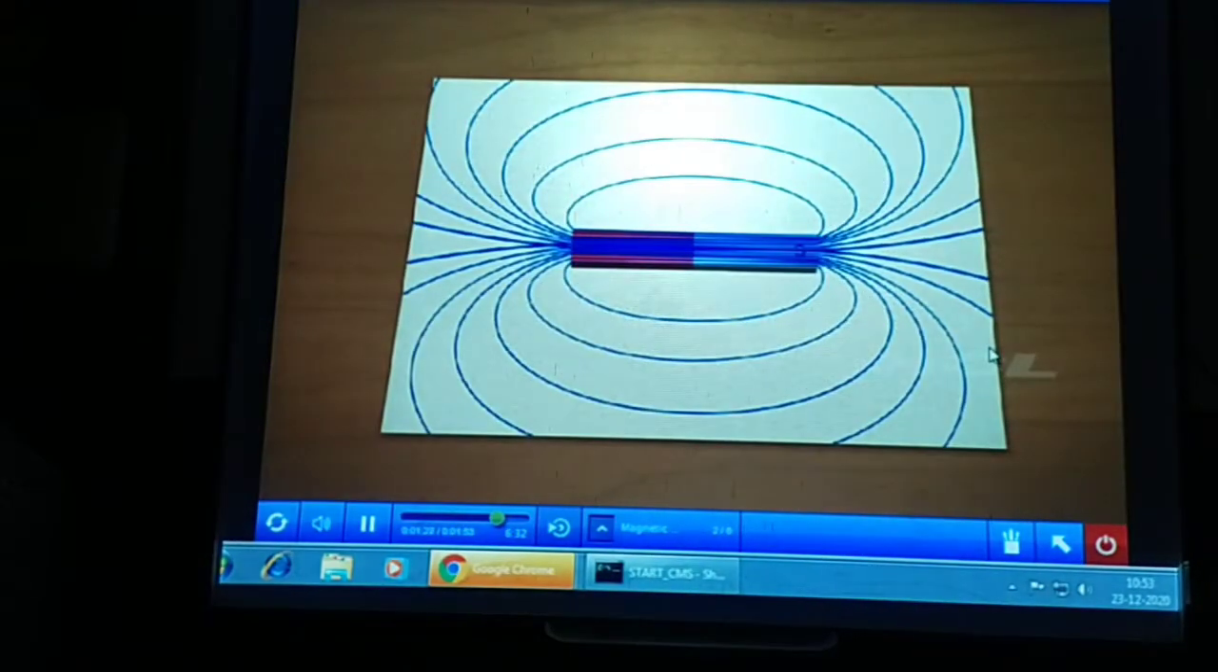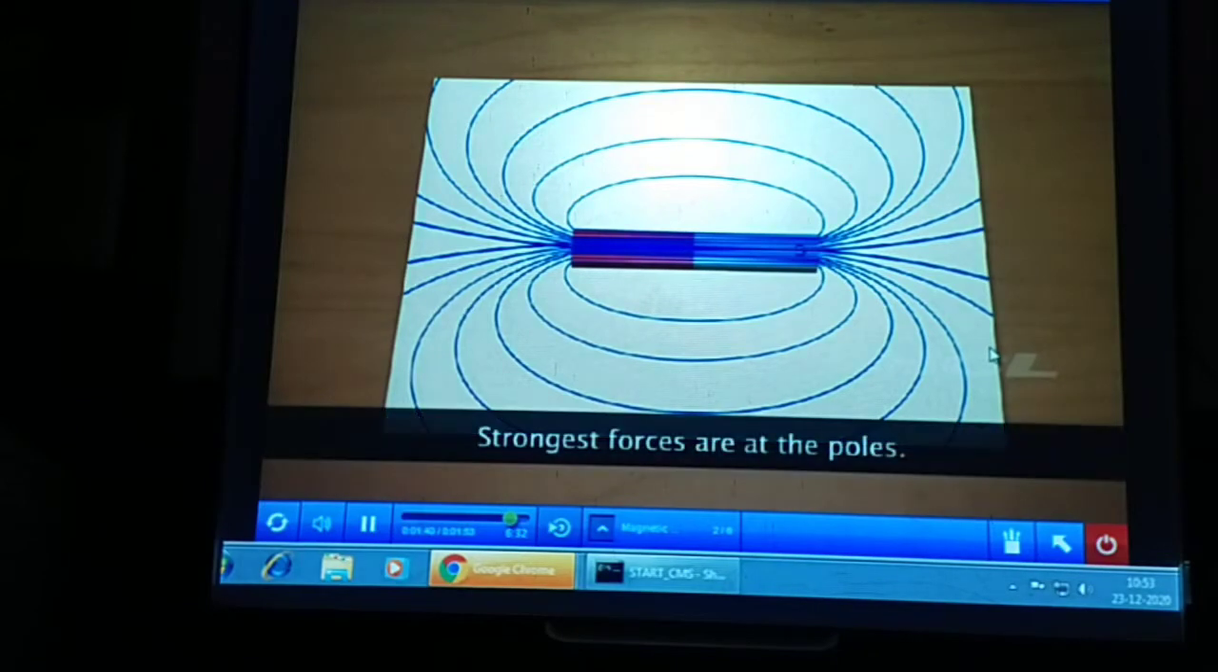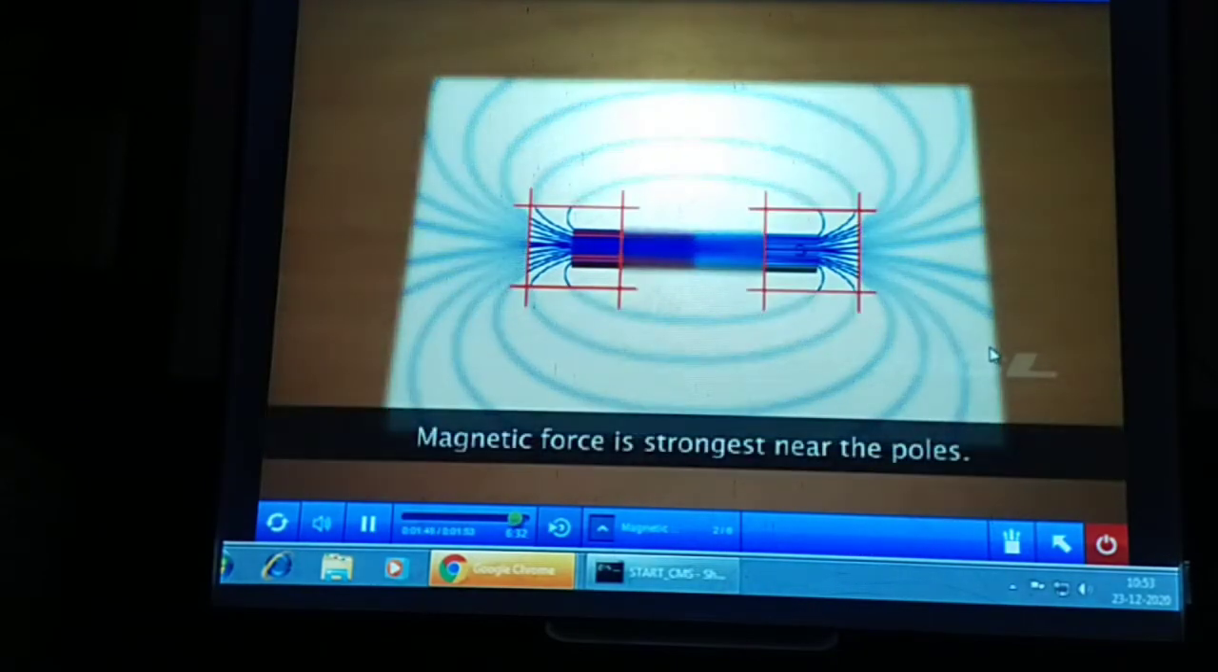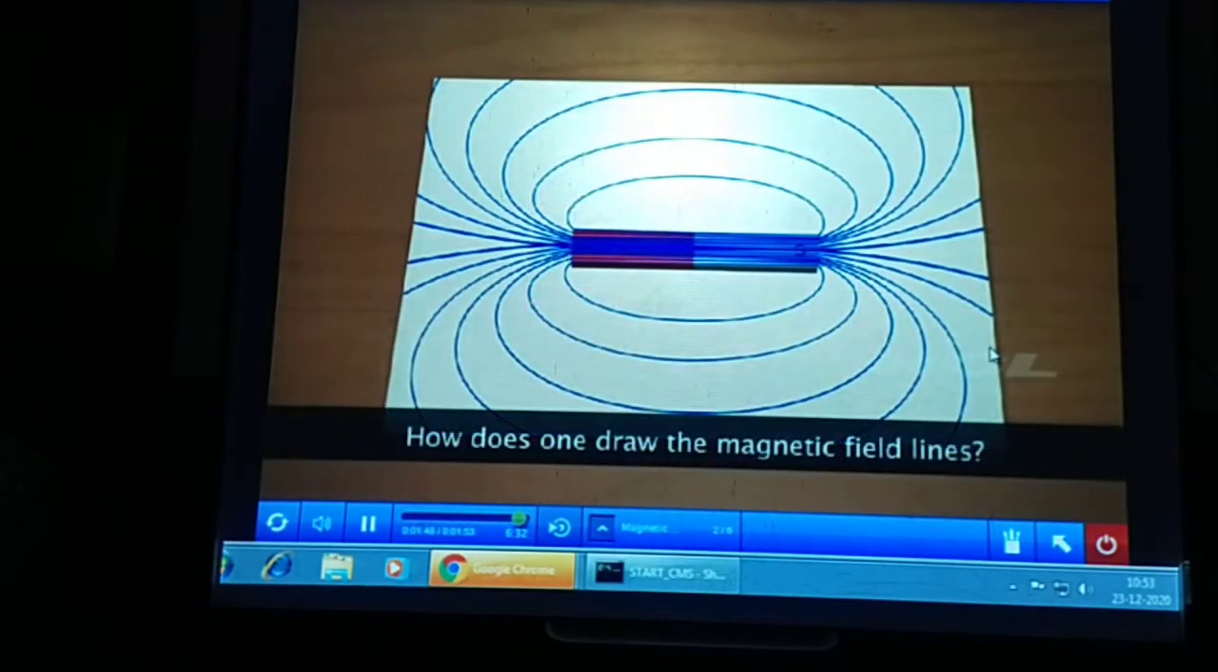By drawing magnetic field lines, we can see where the magnetic force is the strongest. Patterns show the relative strength of magnetic fields. Thus, we see that the strongest forces are at the poles. As you can see here, the magnetic force is strongest near the poles. Can you explain how you would draw the magnetic field lines with the help of a compass?